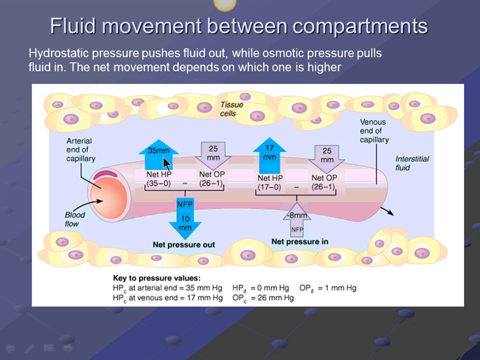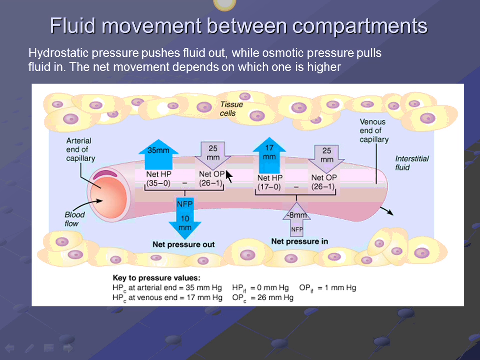Now, which one wins in this case? Which is more? Hydrostatic. Because this is more than the osmotic, the net result is fluid will go out into the interstitial space. Then when we come to the venous end of the capillary, the osmotic pressure will remain the same, because the solutes are going to be the same. Whatever solutes were present at the arterial end are the same at the venous end, right? But a lot of fluid has gone out. Flow has become sluggish, so there's less fluid present here.